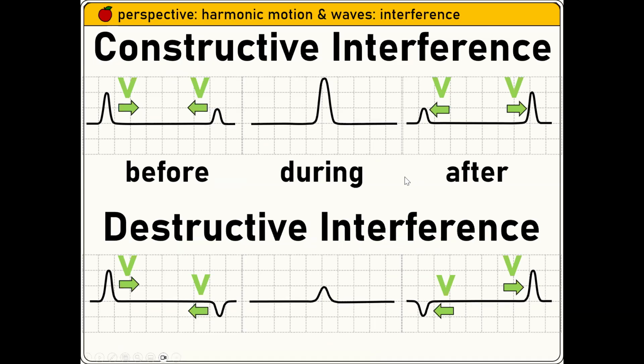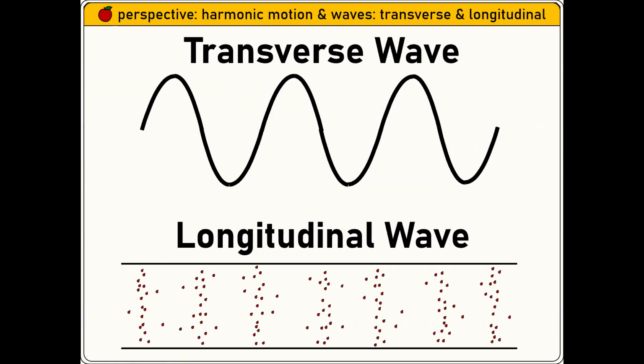All right. Constructive and destructive interference. Usually it's easier to draw transverse waves because you can just whip off some transverse shape. I have some stuff here.